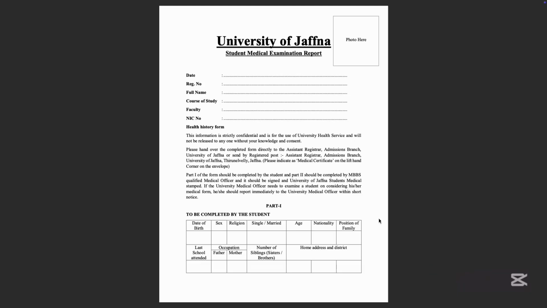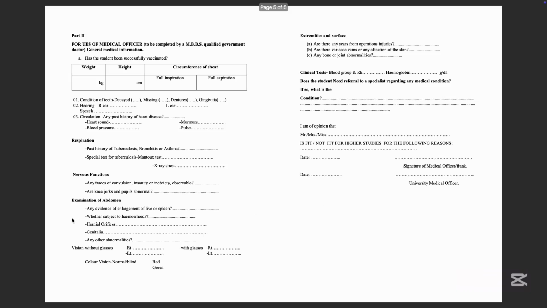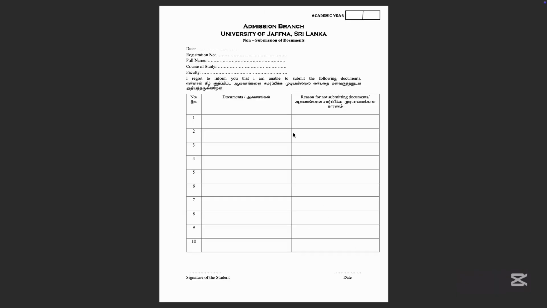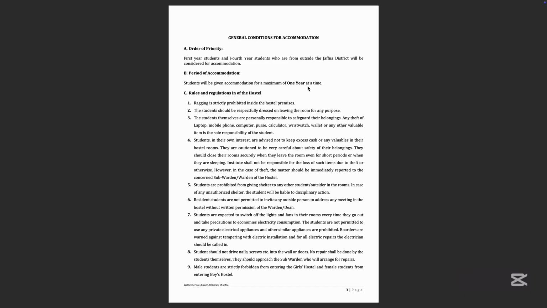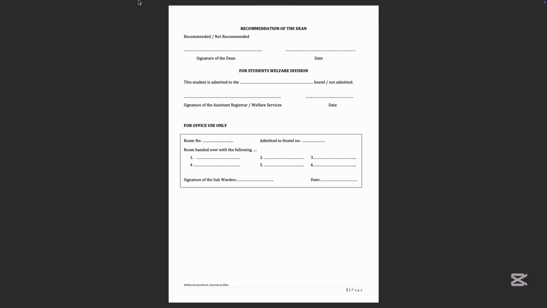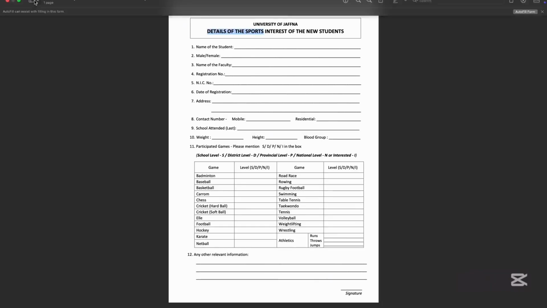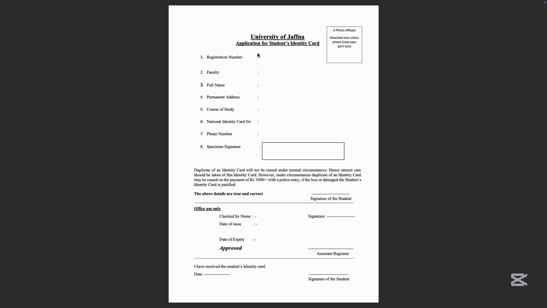This is the medical report. This is the first page, second page, third page, fourth page, and this is the last page. This is the non-submission document form. This is the declaration form. You can download this in Sinhala or Tamil. This is the hostel form. This is the first page, second page, third page, fourth page. This form is about the details of the sports. And this is the last form, the application for students identity card.